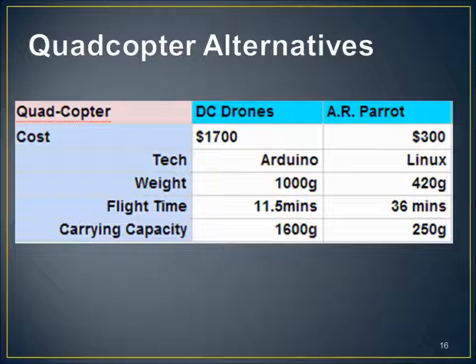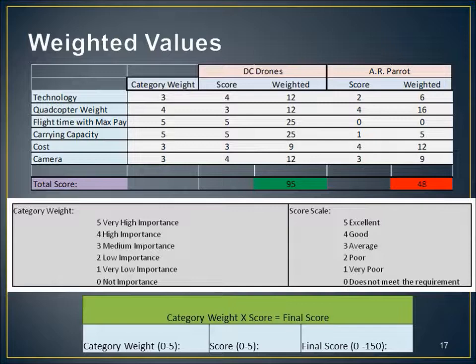Here we have a weighted value matrix for the two quadcopters. We have 6 different categories. Each category has a different weight anywhere from 0 to 5, 0 being not important, 5 being very important, with the following attributes that we considered.